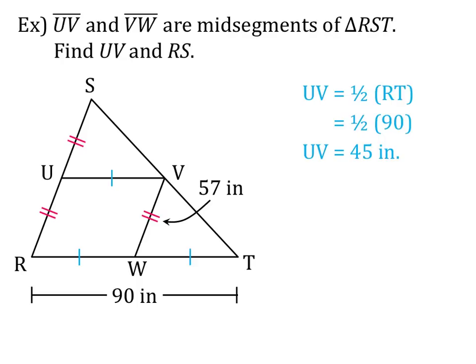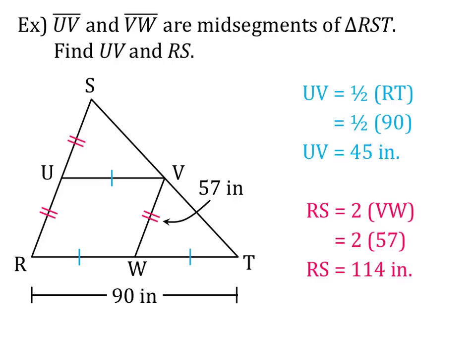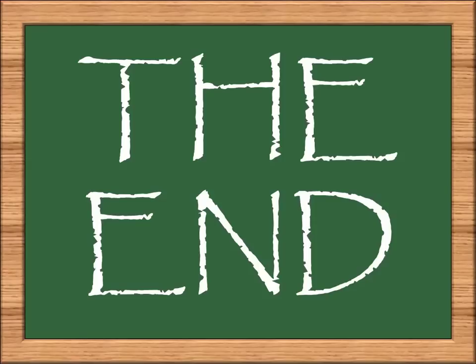They also asked us to find the length of RS. Well, RS is the longer portion of VW, so that means it's going to be twice the size of VW. So RS equals 2 VW, which is 2 times 57. So the length of RS is 114 inches.